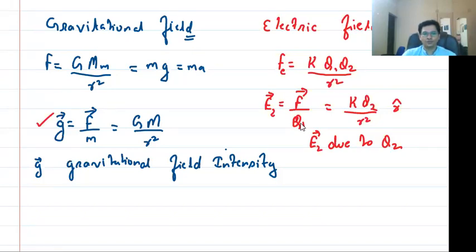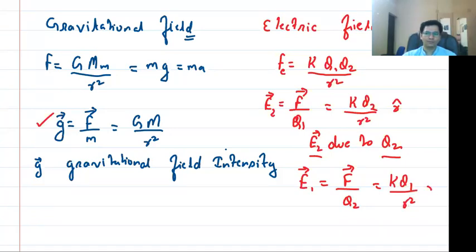Q2, right? So this electric field is due to Q2. Understood? Now if you are asked what is the electric field due to the first charge Q1, what will it be? This is again the force by Q2, which is given by K Q1 by R square R cap. Is this clear? Pay attention.